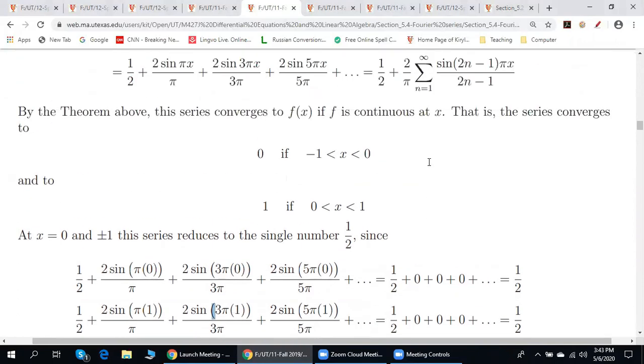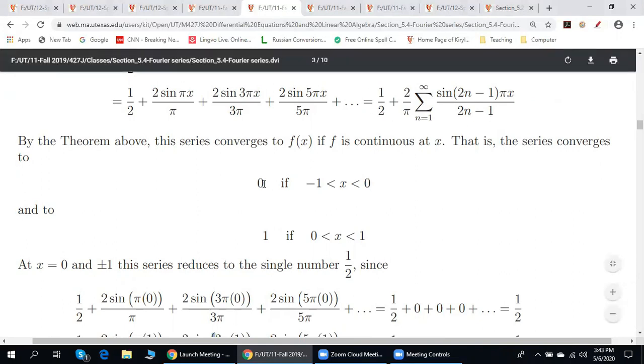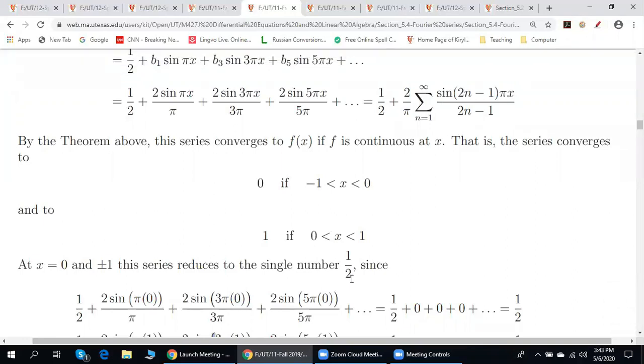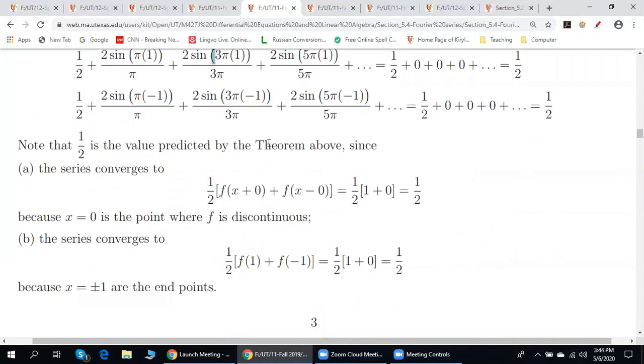Conclusion: if x is between -1 and 0, our series converges to 0. If x is between 0 and 1, our series converges to 1. However, if x is either 0 or ±1, our series converges to 1/2. Of course, we can come up with these results by applying the theorem.